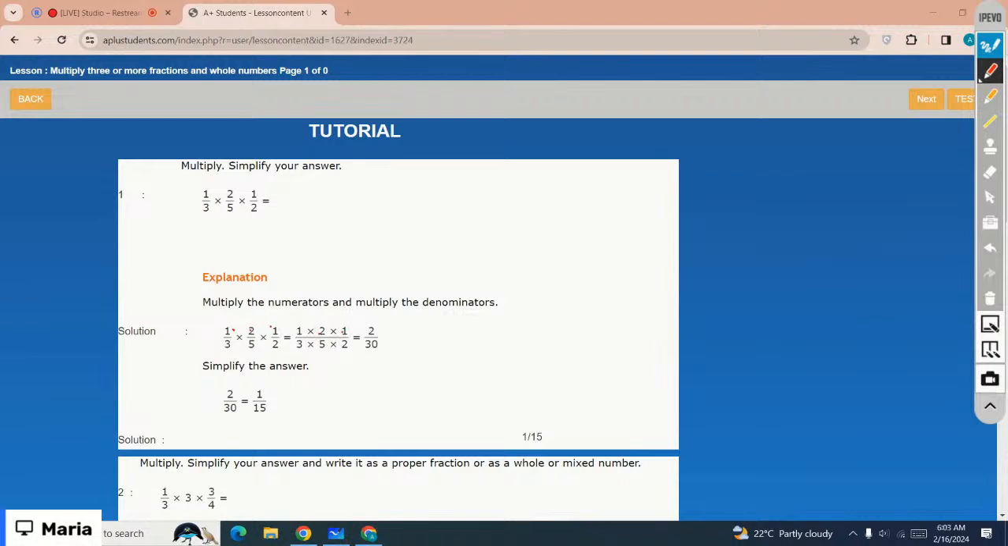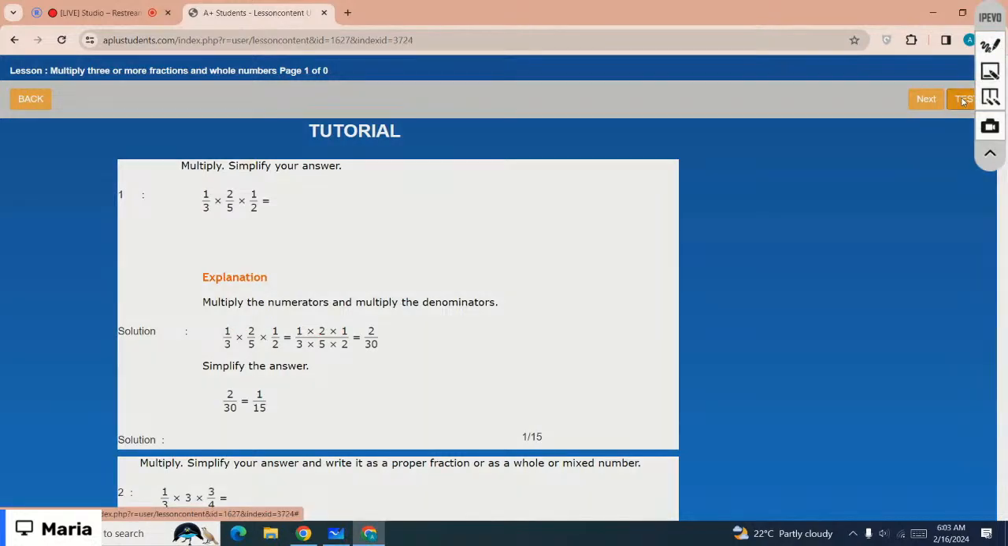So simply multiply them. 2 times 1 is 2. And 5 times 2 is 10 and 10 times 3 is 30. So that is 2 over 30, right? You can divide them by the common factor 2. So that is 1 over 15, right? So let's just start with the test questions.